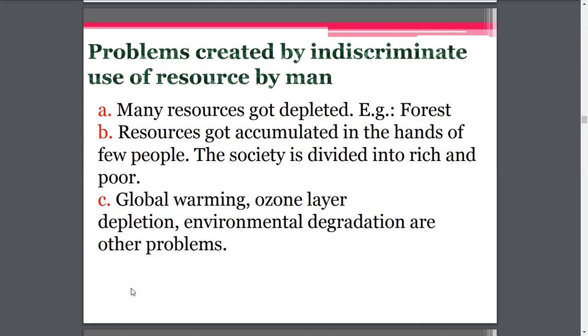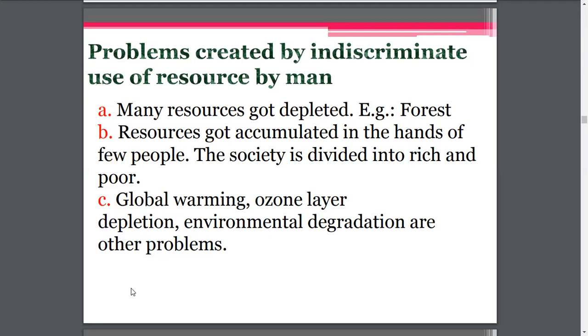Next is global warming and ozone layer depletion. Environmental degradation is also one of the problems. Global warming, you know what it is. What is ozone layer depletion? Because of all this pollution, our ozone layer is getting disturbed. It has holes in it.